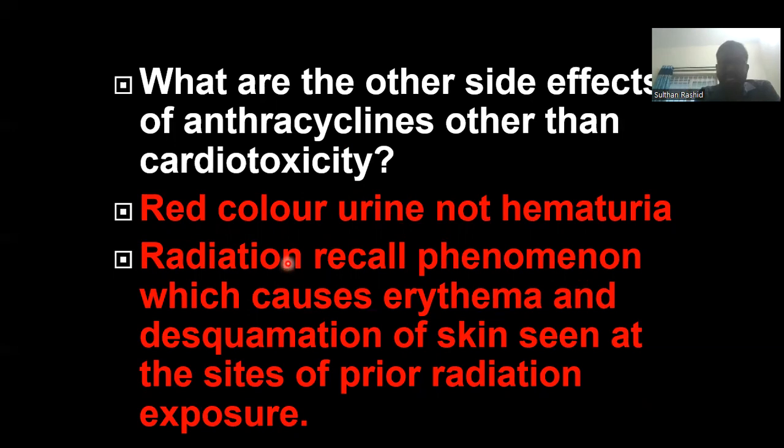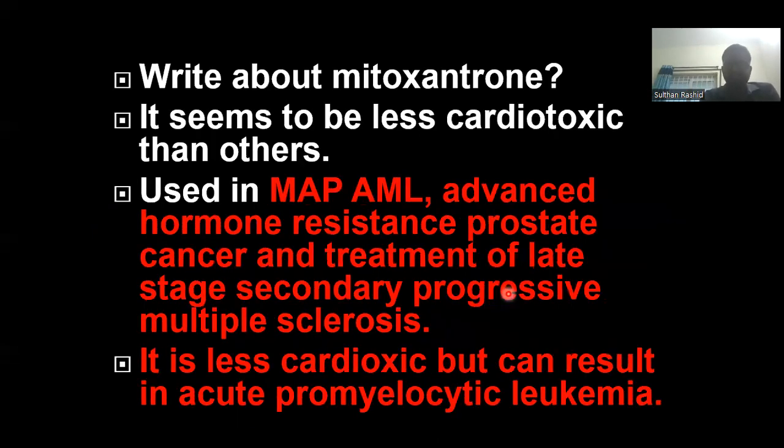Another important side effect is radiation recall phenomenon. What is that? At the sites of prior radiation exposure, where you have received radiation at a previous time, for some other treatment, you will get erythema, that means redness of the skin, and desquamation of the skin. That is called radiation recall phenomenon. So remember these two important points, double R: red color urine and radiation recall phenomenon. They are the other important side effects of anthracyclines.